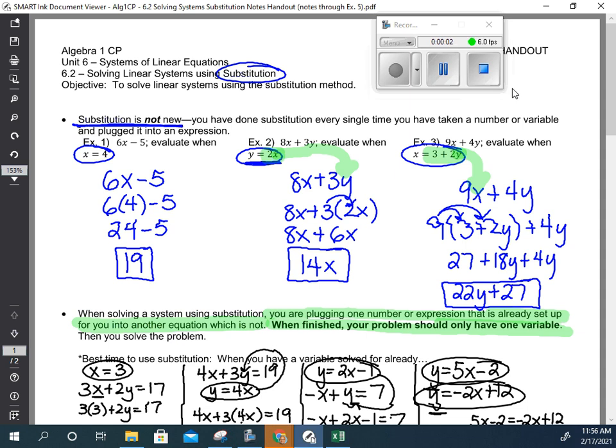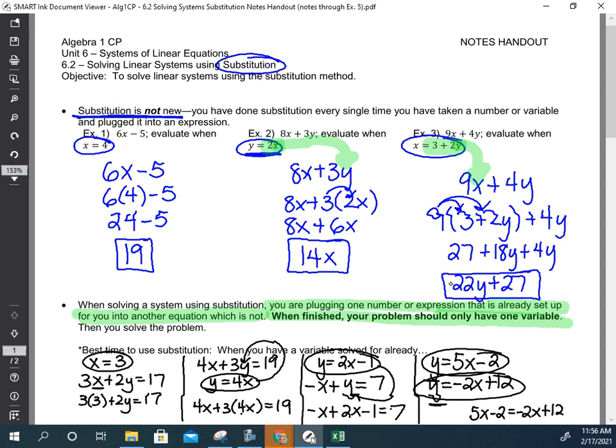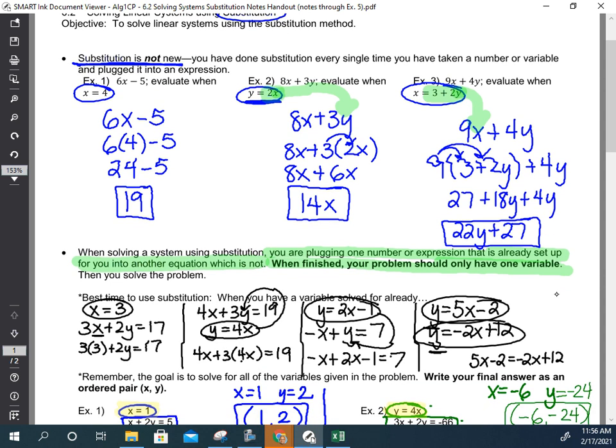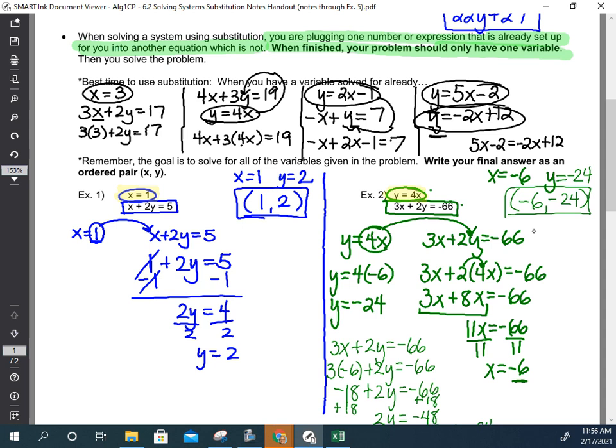All right, so just to recap what we did on Friday with solving systems by substitution. Substitution is the second way to solve a system. Substitution is when you take something that is already solved and you plug it into something else. We've been doing this since the beginning of the year, taking something and plugging it in. Now we're just doing it to help us solve an equation.